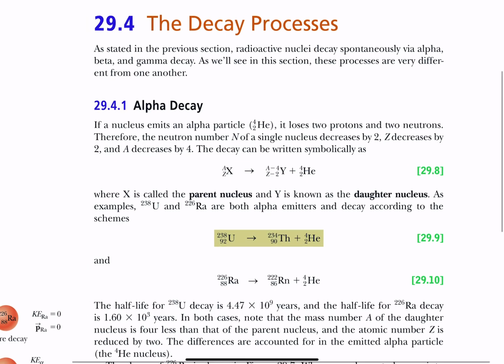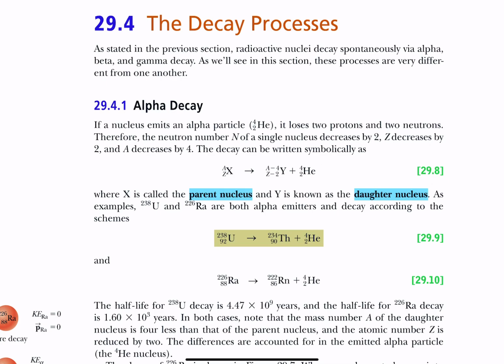We talk about the parent nucleus, which would be the nucleus on the left side of your arrow, and then whatever is produced on the right side would be the daughter products. In this case, there's primarily a daughter nucleus plus the alpha particle. And in equation 29.9, you can see that your almost very, very stable uranium-238, which has a huge half-life, undergoes radioactive decay, as it naturally does. It'll turn into thorium, and in the process of turning into thorium, it releases an alpha particle.